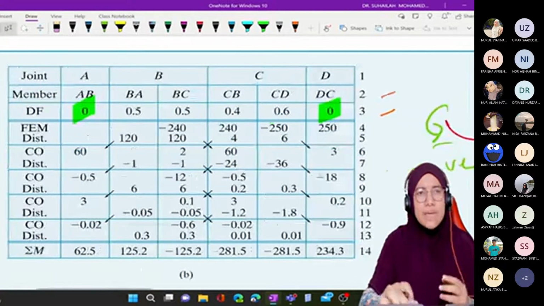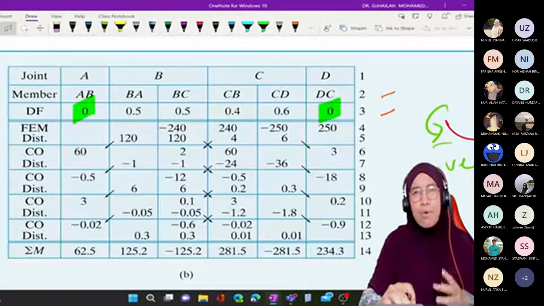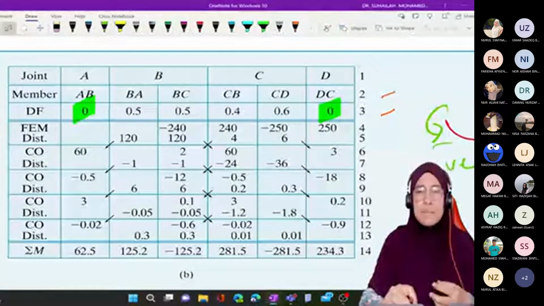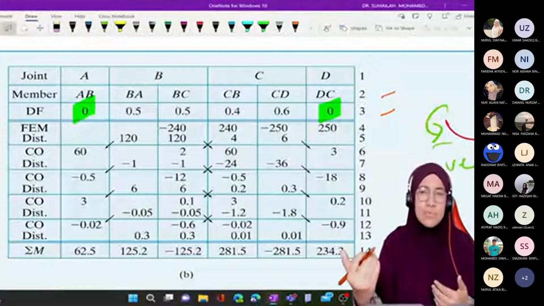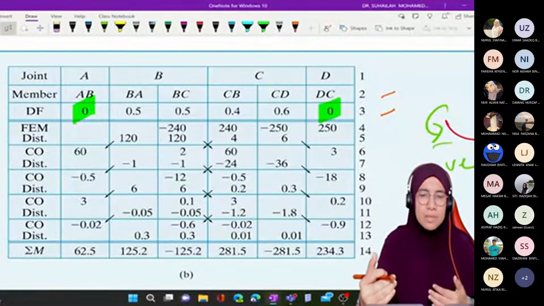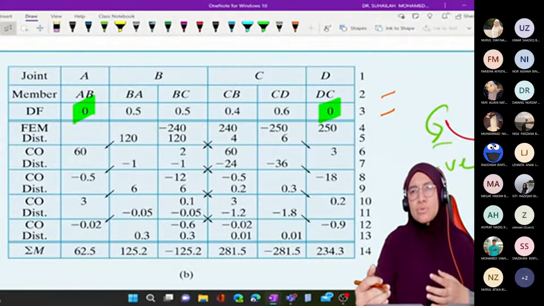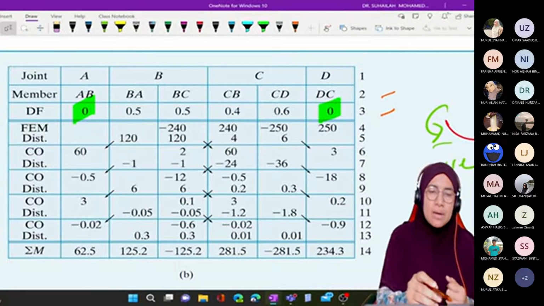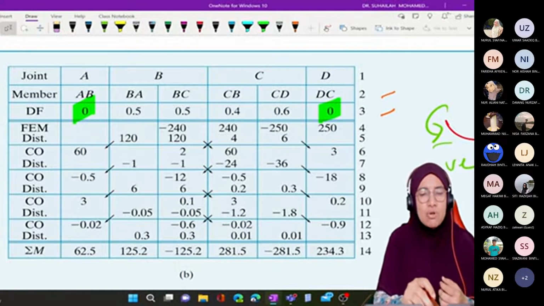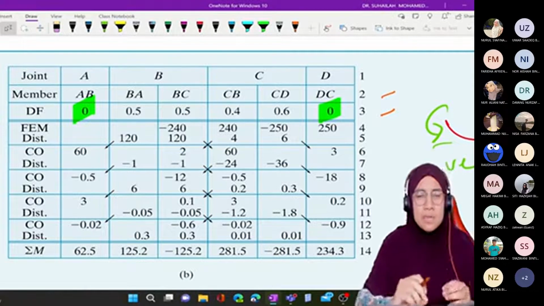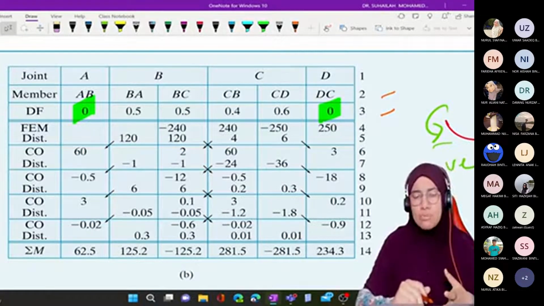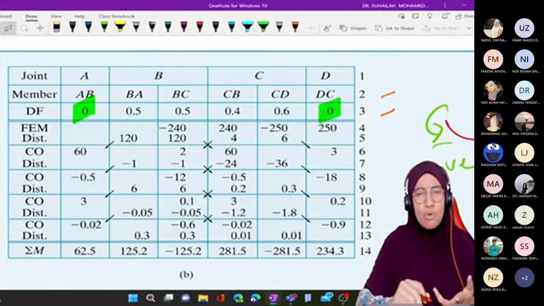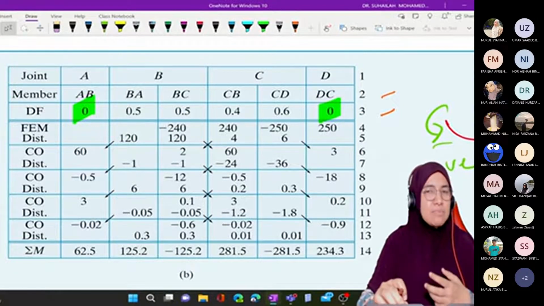And FEM is the first member end moment in the table. So after we put all the fixed end moments, the first member end moments, we need to do the first distribution. So we have to distribute moment. How do we distribute the moment? We have to distribute the joint moment.